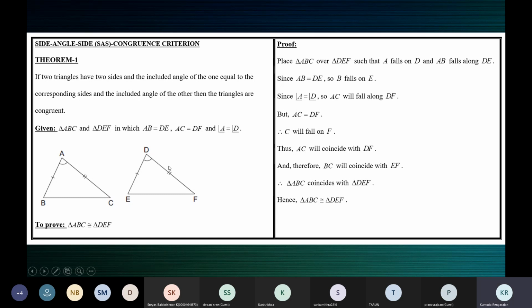But we know that AB is equal to DE. So that means definitely this point B will coincide with E. That means this vertex B will fall on vertex E, because this length AB is equal to this length DE. You have placed A on D and adjusted so that AB falls along DE. Since AB is equal to DE, this vertex B will coincide with this vertex E. That is, B falls on E. This is what happens with the sides AB and DE.